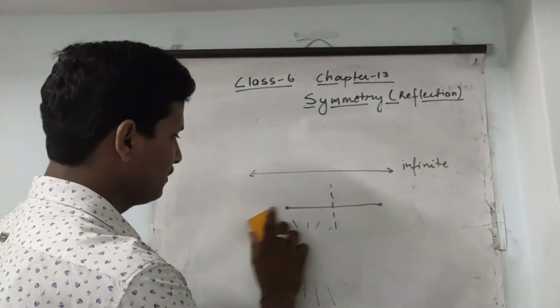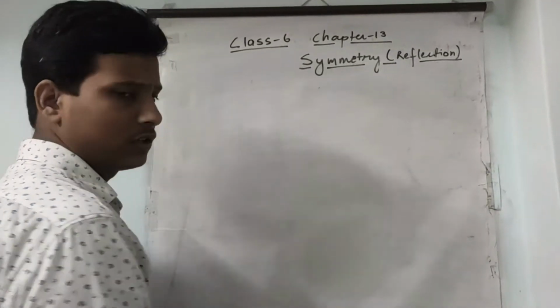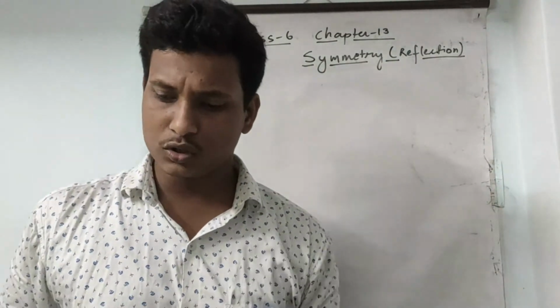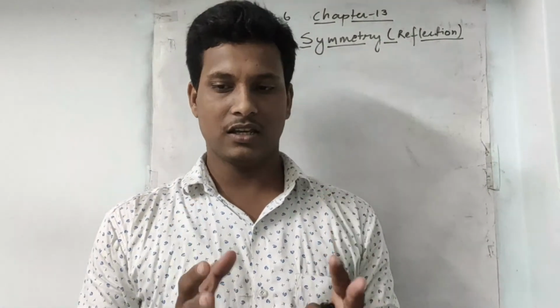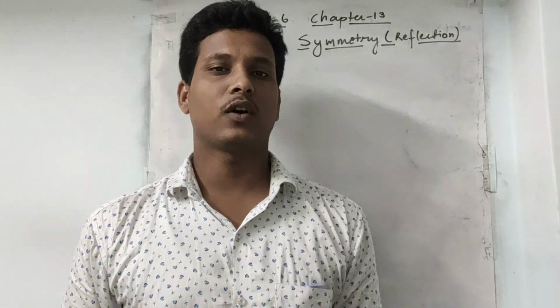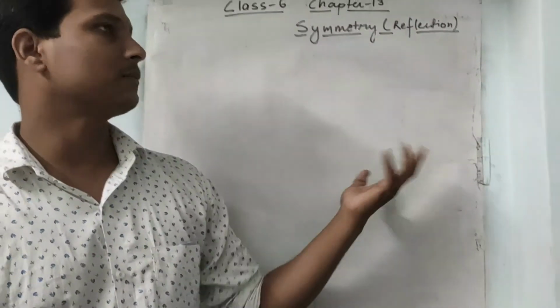There is a table given in our book, so we can go through that table and understand how many lines of symmetry each figure has. That's it for this chapter, because it is a very small chapter. So we have completed this chapter.